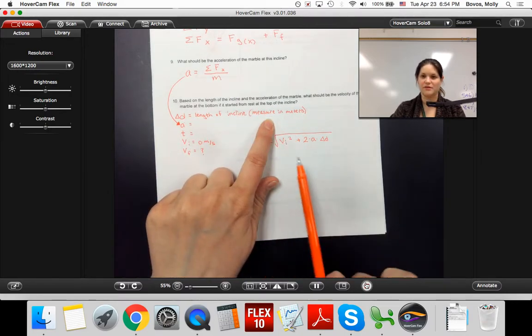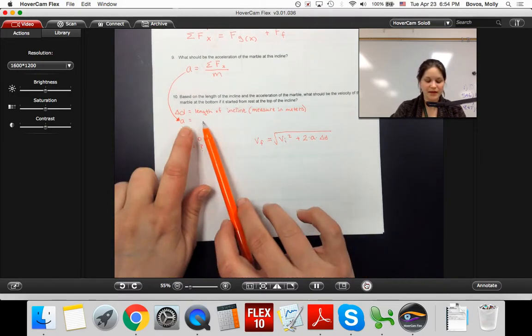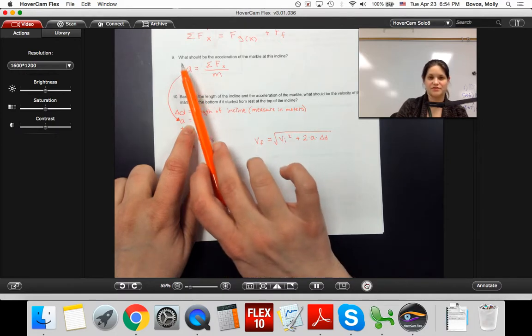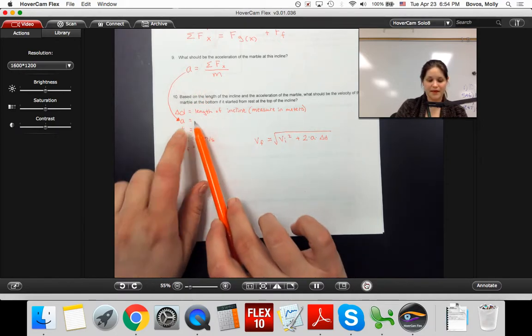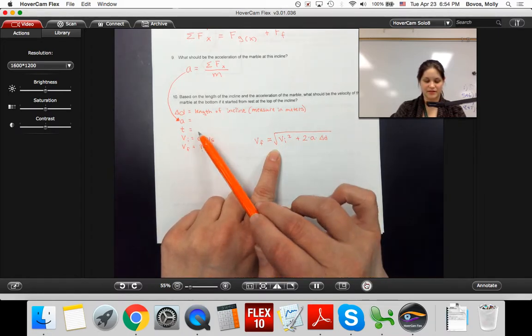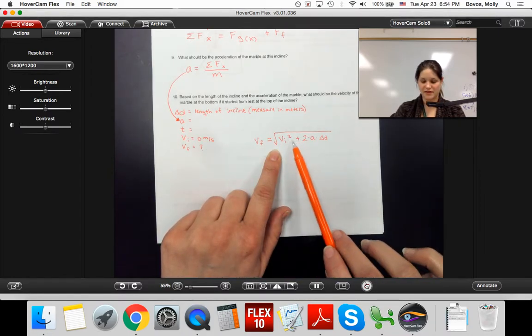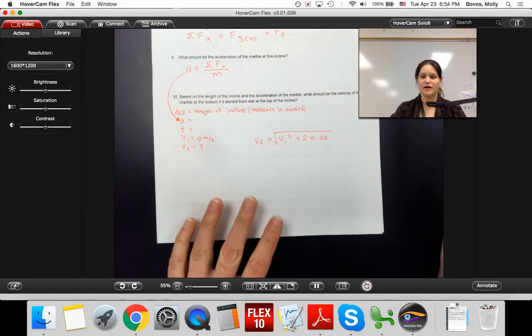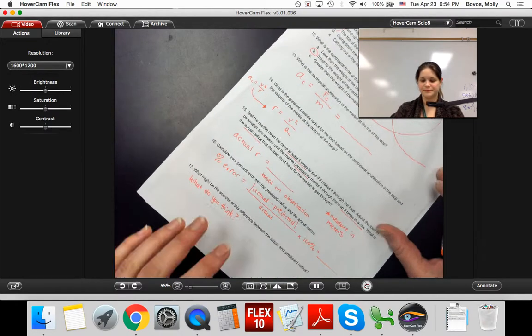Please make sure that you're measuring in meters, of course. And then our acceleration is the answer that you got to number 9. And then the formula that I would recommend using is the one that doesn't use time, because you don't know what that is here, and you can solve for your final velocity that way.